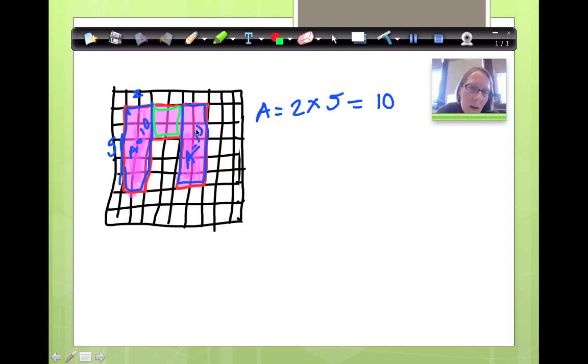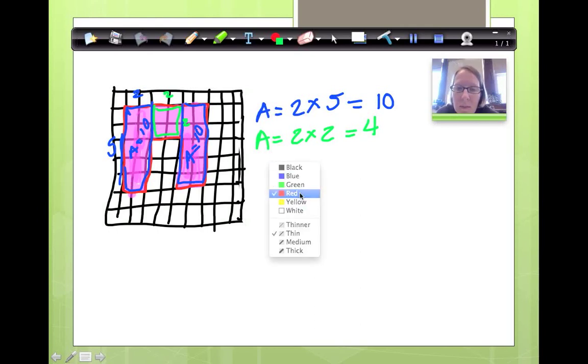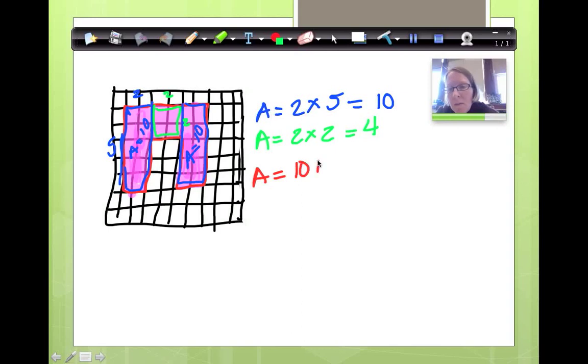Okay, now let's do the green. This would be 2, and this would be 2. So we know that the area is 2 times 2, which equals 4. Now let's add them all up. Okay, so we decomposed it. We took it apart. So this would be 10 plus 10 plus 4. So 10, 20, 24 square units. Okay, now that's the decomposing way. Let's do it the composite way.